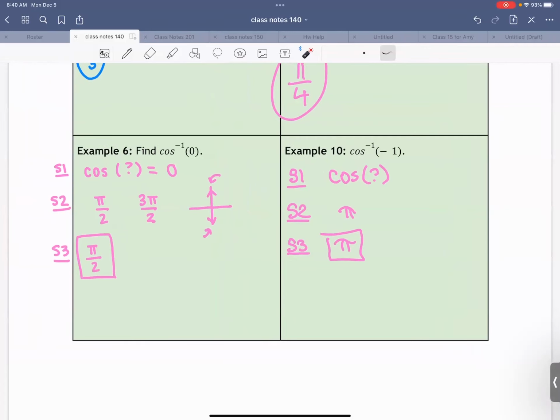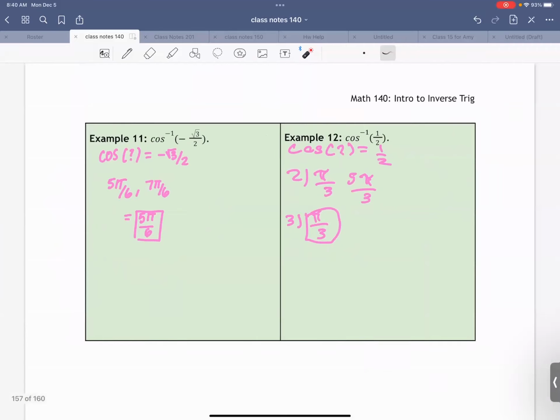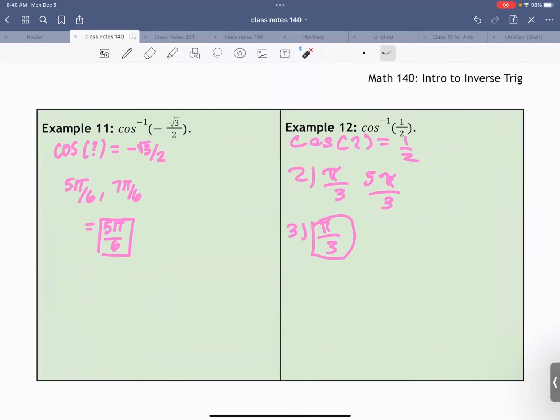Now, I think the explanations are kind of the same after this, right? So let's kind of skip over the explanations for example 11. Example 11, we got 5 pi over 6, and example 12, I think I saw everyone get pi over 3. Any questions on these examples? All righty, then I think we're good for inverse cosine. Let's talk about tangent.